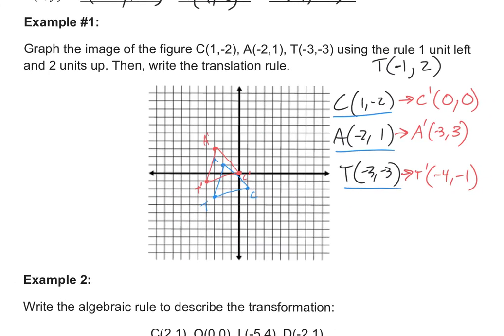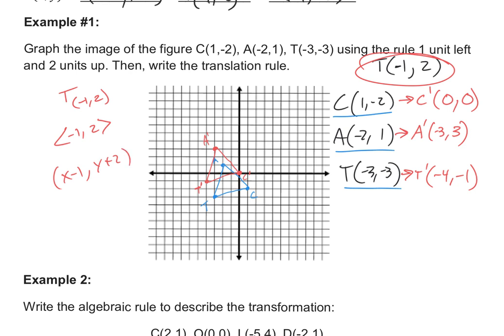And then we could write the translation rule. I kind of wrote it right here. I guess the proper way to write it would be like underscore. Or we could have, again, said like a vector format. Or we could have said that the translation rule is going to be x minus 1 and y plus 2. Lots of different ways we can write it. All means the same thing.